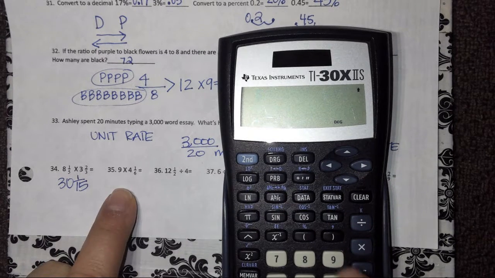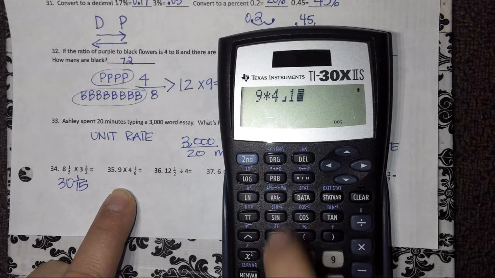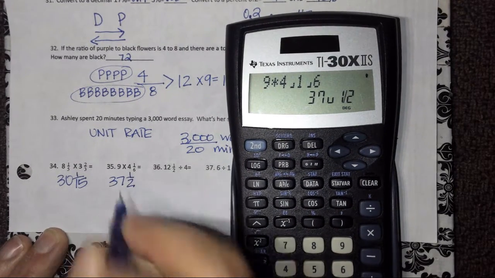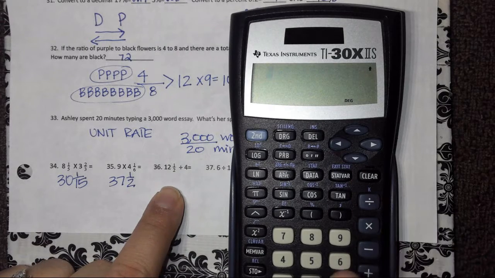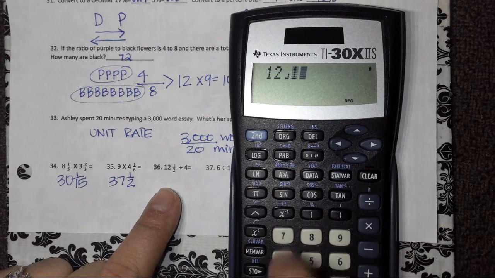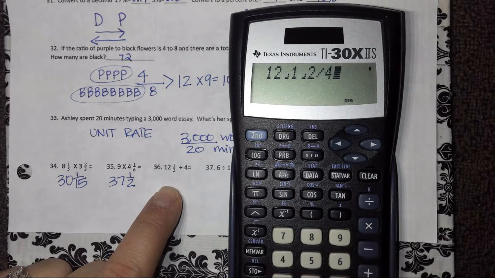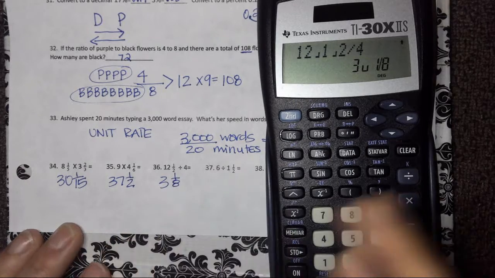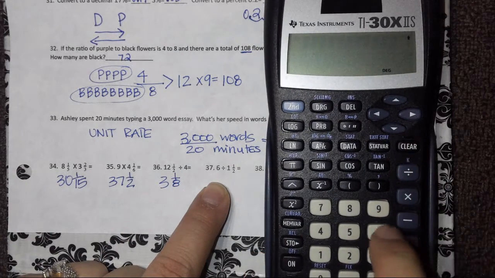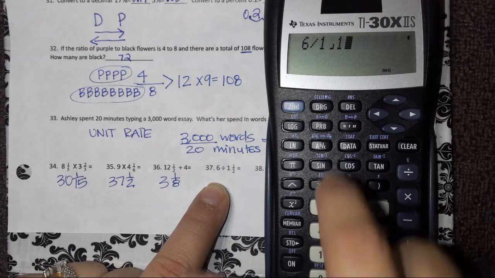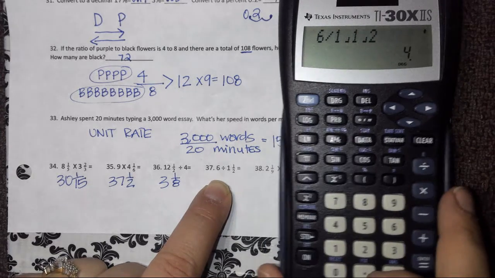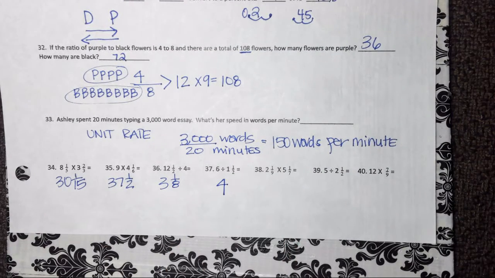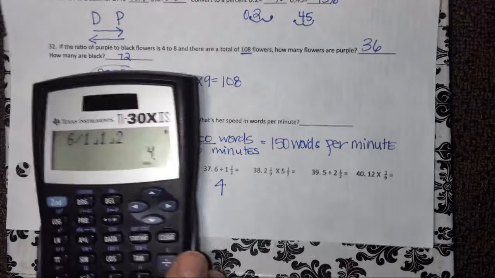Okay, number 35, 9 times 4 1/6. 37 1/2? Yes. Okay. 12 1/2 divided by 4. 3 1/8. Okay, number 37, 6 divided by 1 1/2 would give us 4. Any questions so far? We good? Okay.